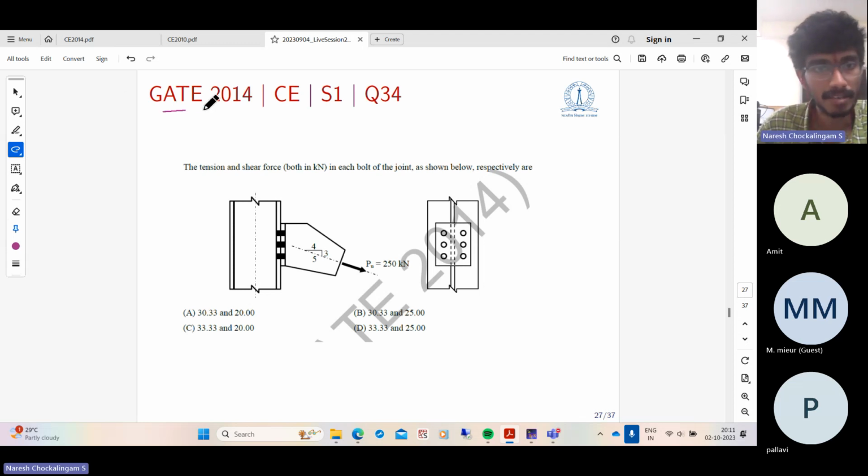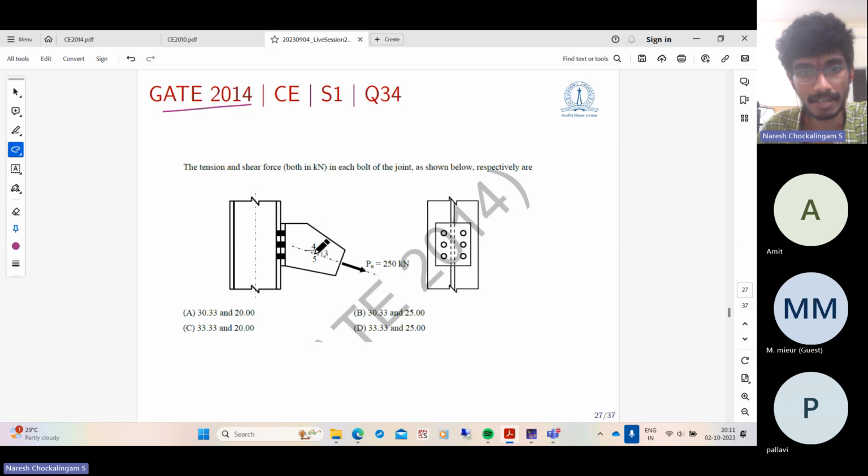So this is a more recent one. This is an out of plane eccentric bolted connection. The tension and shear force in each bolt of the joint is shown. So there is a connection that is given. This member, which is connected to this column, is subjected to an axial force of PU, it's 250 kilonewtons. And you can see this line passes through the center of the bolt group.